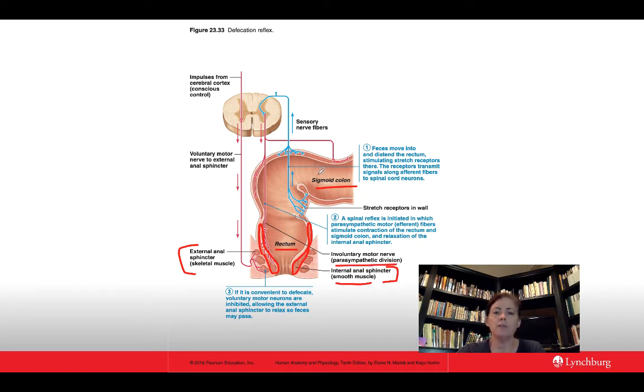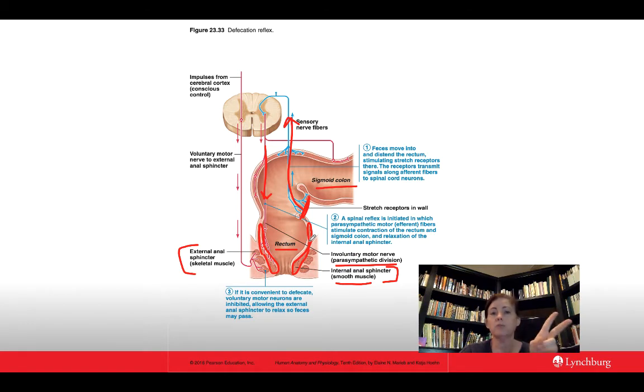So when you have feces moving into the rectum and distending the walls of the rectum, it's going to activate little sensory receptors within the wall of the rectum. We're going to send that signal to the brain, and that's going to activate the parasympathetic nervous system, which is going to travel down. It innervates the smooth muscle that's part of the internal anal sphincter, and it's going to tell it to relax.